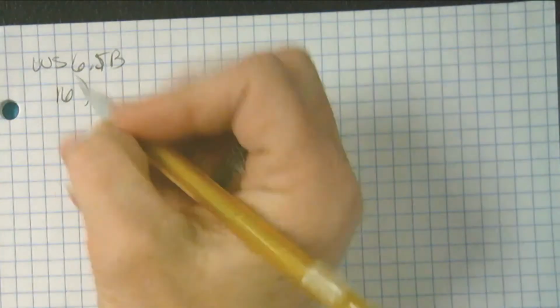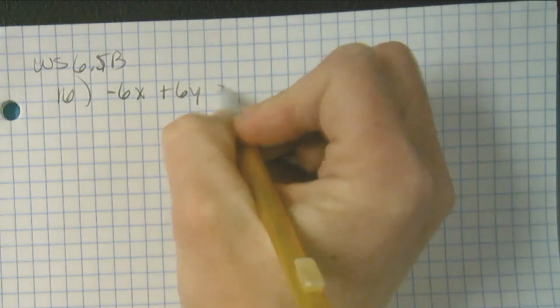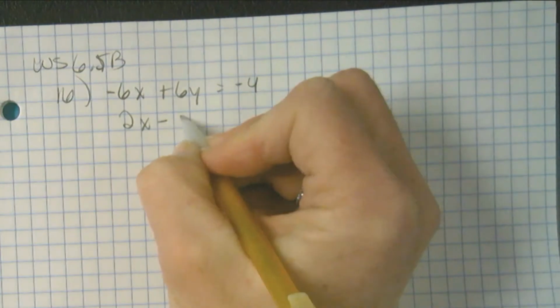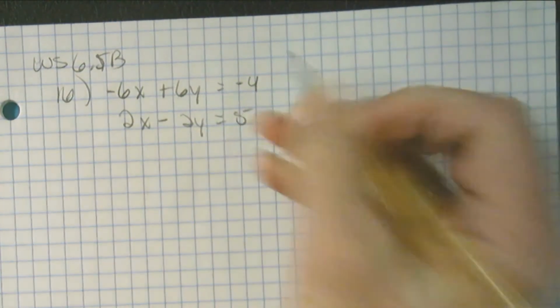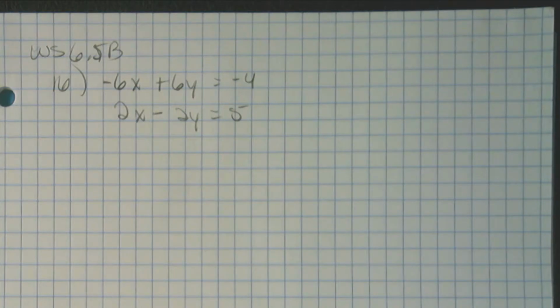So when I look at number 16, 16 has us looking at these two equations. Negative 6x plus 6y is equal to negative 4, and 2x minus 2y equals 5. Now the question is whether it's one solution, no solutions, or infinite solutions. Okay, so for it to be a one solution, what has to be the case?